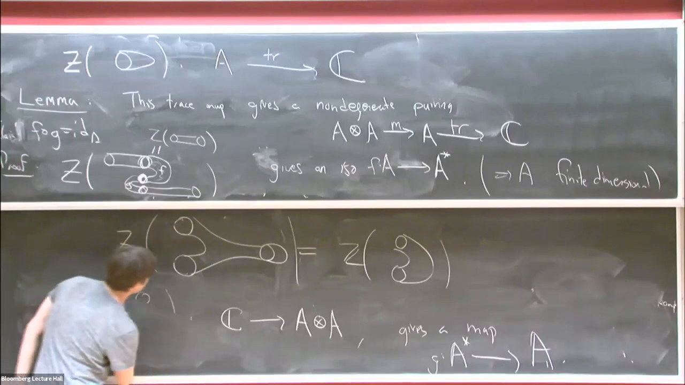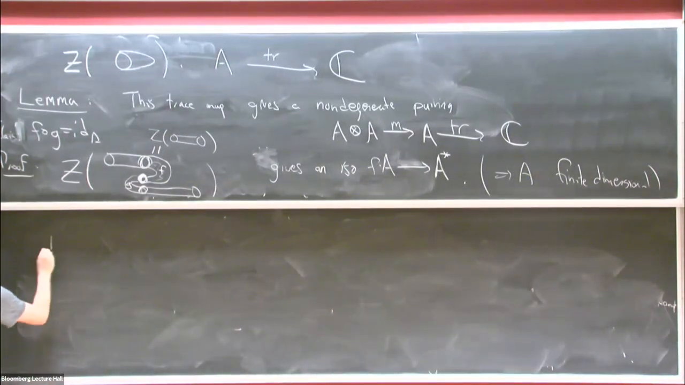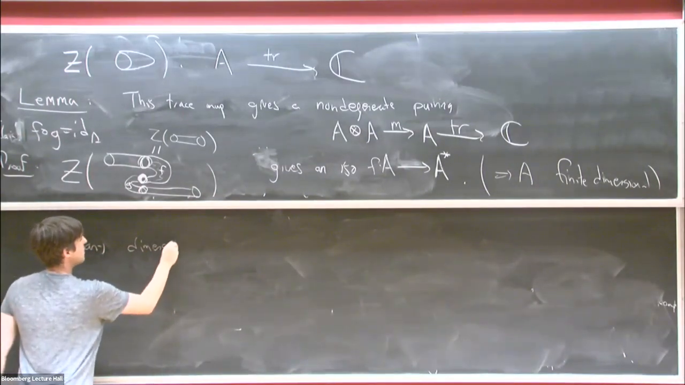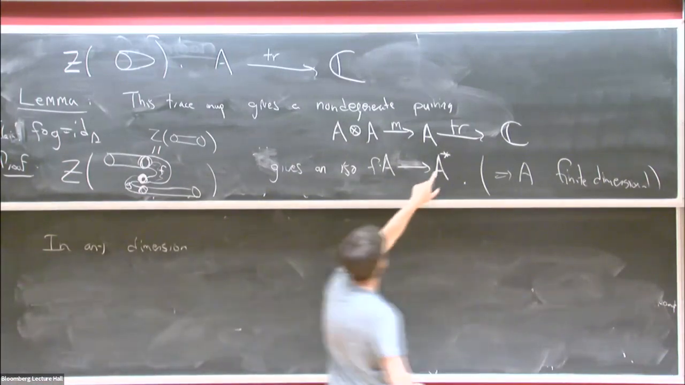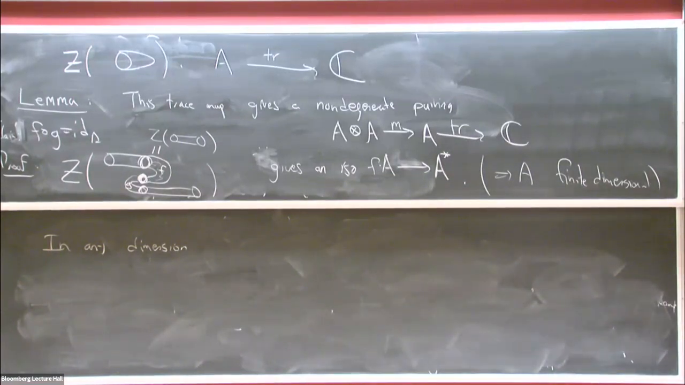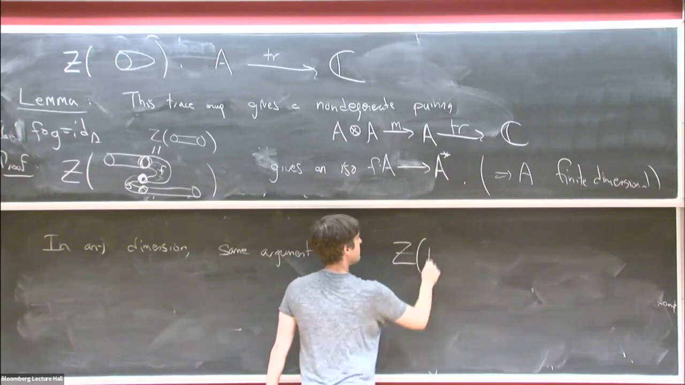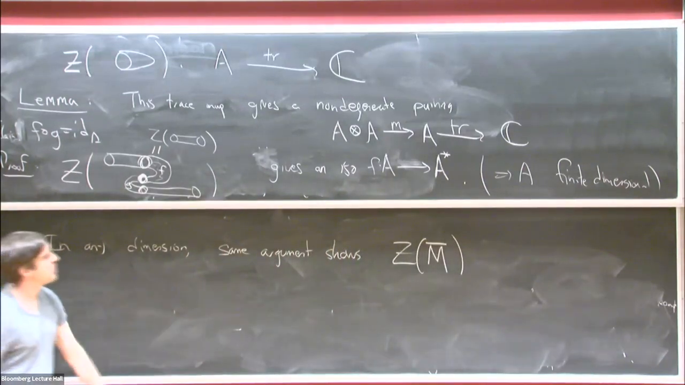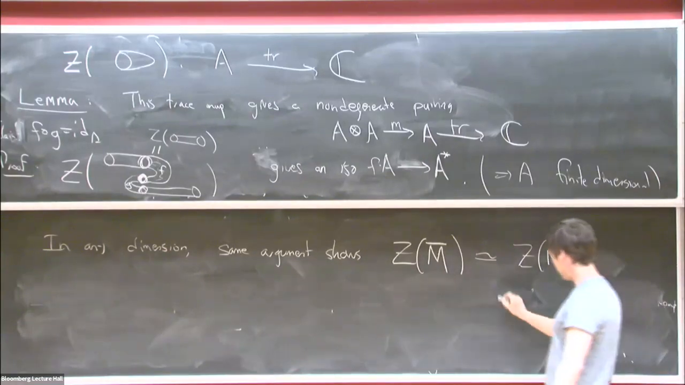Let me just note, we've proven something that's true in general and that we're going to use again later. Nothing in the definition that I've given involves complex conjugation on the complex numbers. I could have replaced the complex numbers by any vector space. And this dual means not the Hermitian dual, it means the linear dual. So in any dimension, the same argument shows that if you evaluate Z on some manifold and give it the opposite orientation, this can be identified with the dual space of Z evaluated on manifold M itself, and both are finite dimensional.